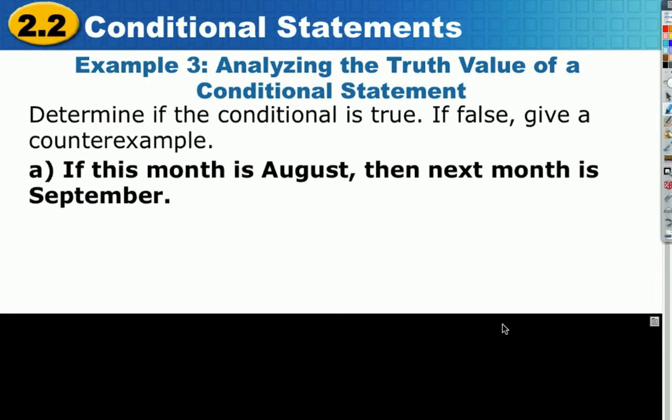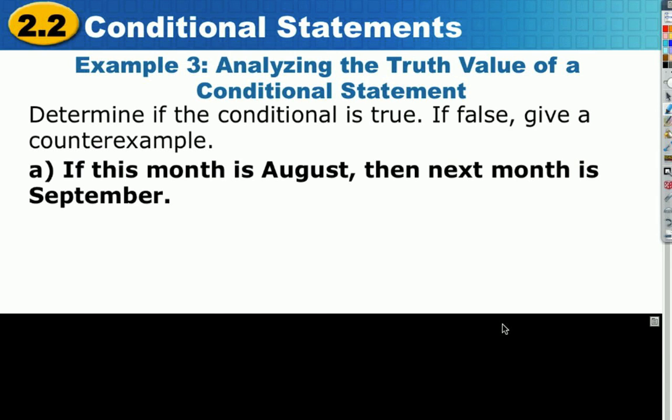So, example 3. Analyzing truth value. Determine if the conditional is true. If it's false, then state a counterexample. All you need is one. This is also where your brain needs to start thinking of statements a little bit differently. So the first conditional statement is, A, if this month is August, then next month is September.